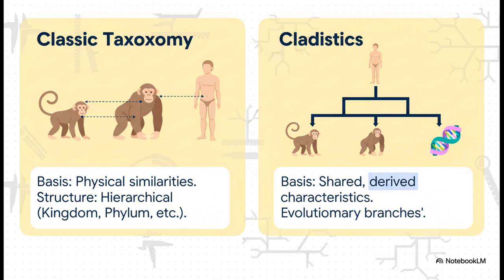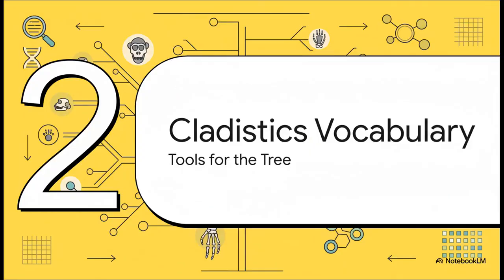But the upgrade is something called cladistics. Now, this method is way more precise. It's not just about looking alike, it's about being directly related. It focuses on shared, unique characteristics that show us direct evolutionary connections. To really get a handle on this powerful cladistic system, we need to get familiar with some of the lingo. Think of these as the tools scientists use to build those really accurate evolutionary family trees.